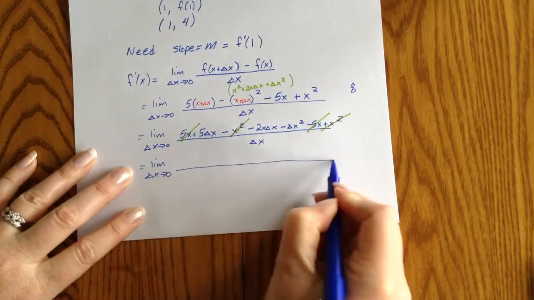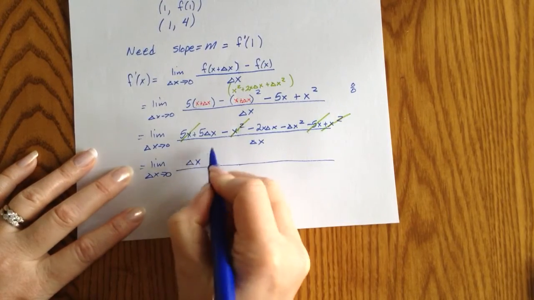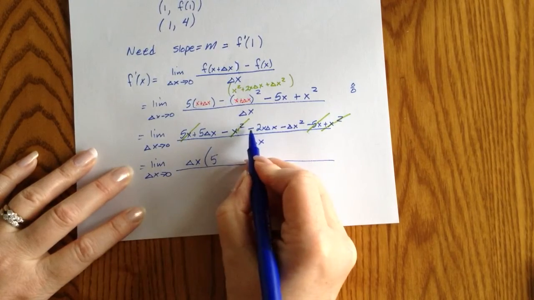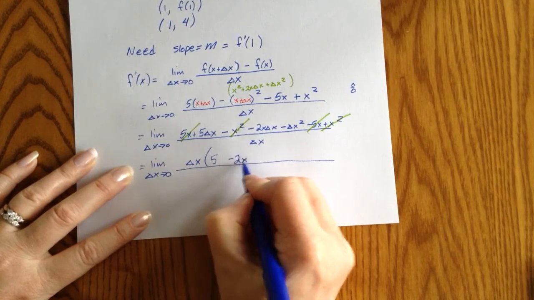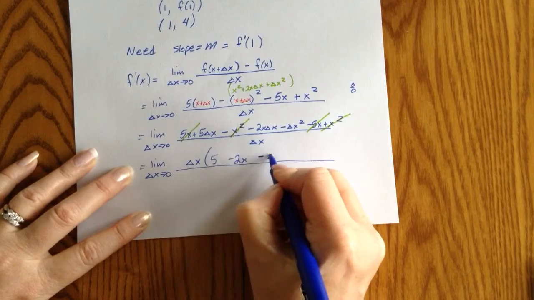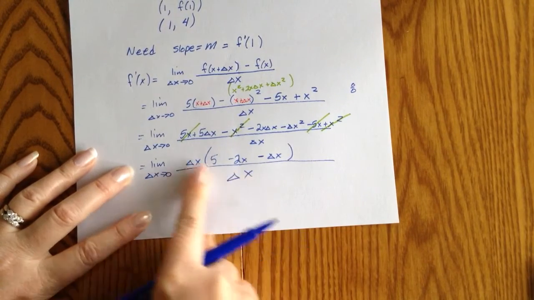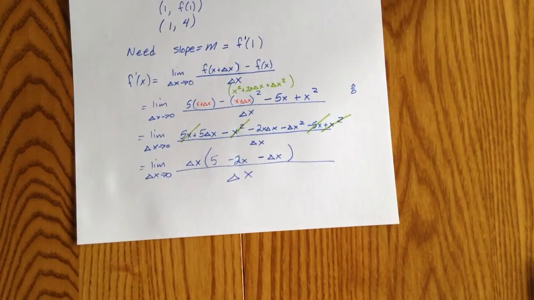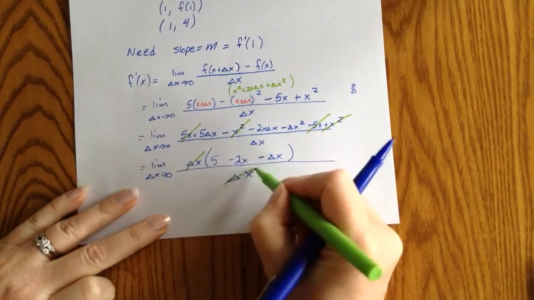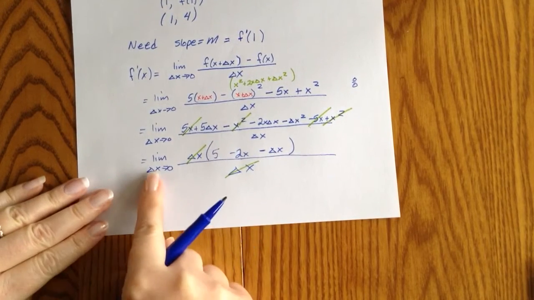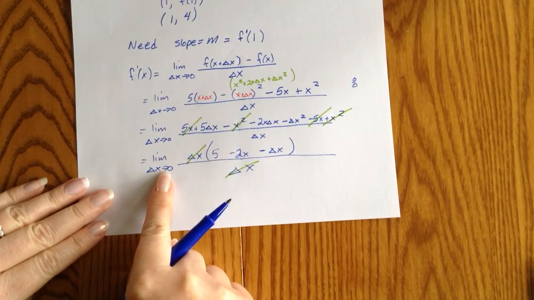This is the factor before we cancel, before we plug back in. All right, factoring out the delta x, that leaves a 5 here, a negative 2x there, a negative delta x there, all over delta x. And now that it's factored, we can cancel. And now the plug back in. Plug back in, what? I'm plugging back in 0 for delta x, not x, delta x.